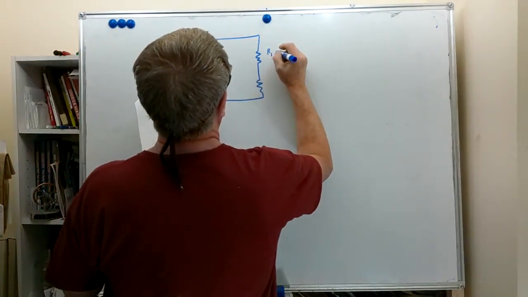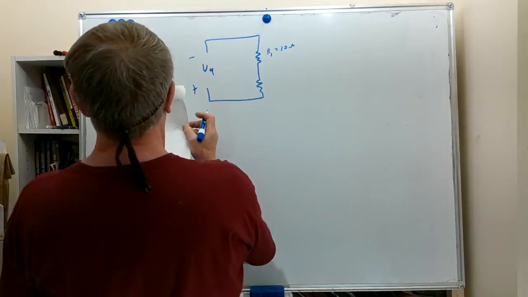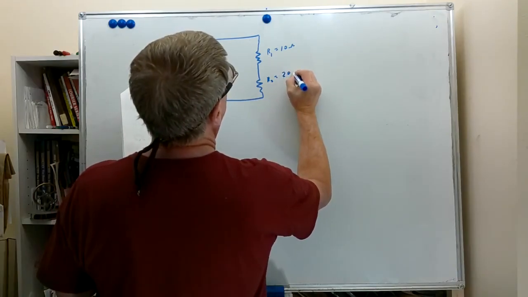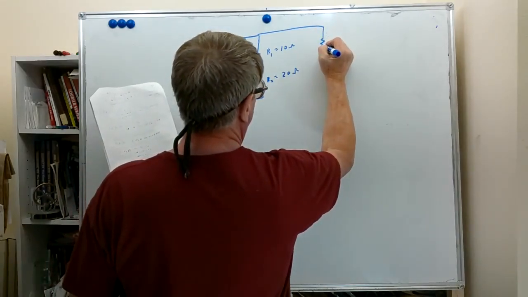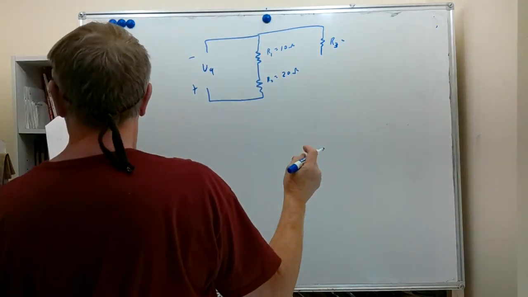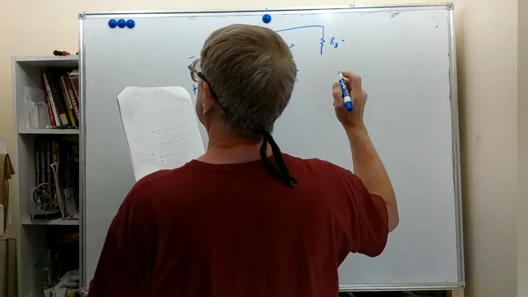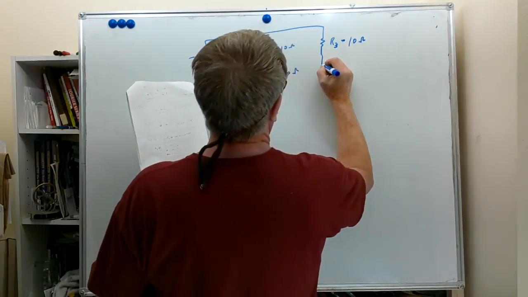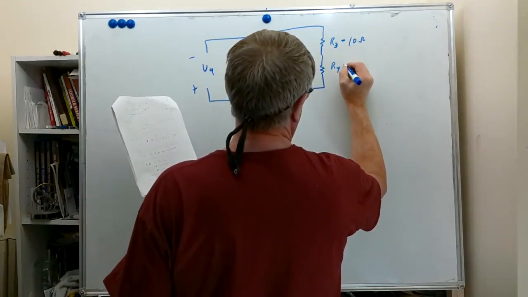This is R1, which is 10 ohms, and R2, which is 20 ohms, and we got another branch out here, R3, which is given to us as it's also 10 ohms. And R4, which is unknown value. R4, we do not know R4.